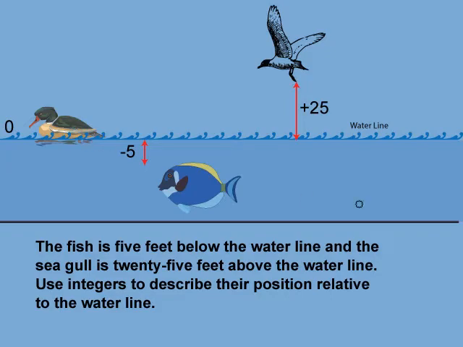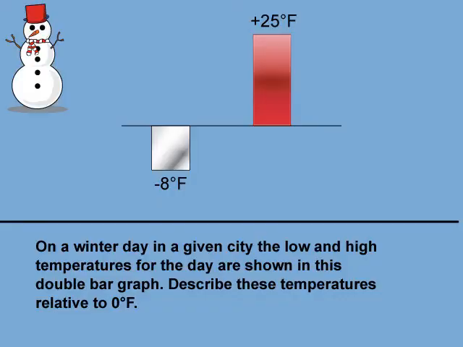Let's look at a final example. On a winter day in a given city, the low and high temperatures for the day are shown in this double bar graph. Describe these temperatures relative to 0 degrees Fahrenheit. In previous examples, you saw how integers can be used for counting and for measurement. In this example, we look at data written in integer format. This double bar graph shows 2 different temperatures in integer format. Let's analyze these data points.